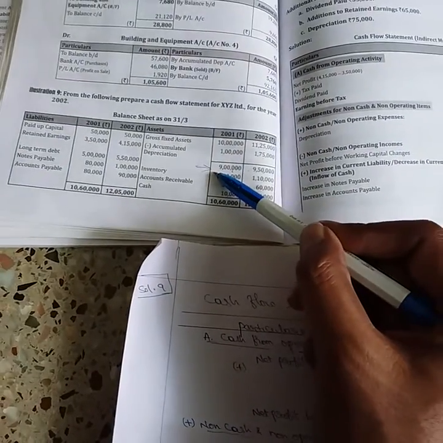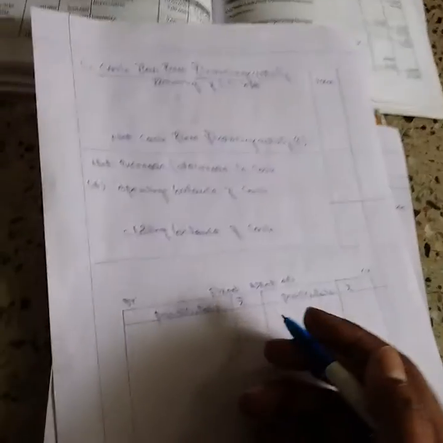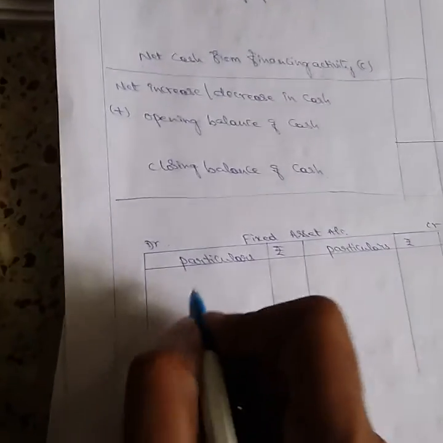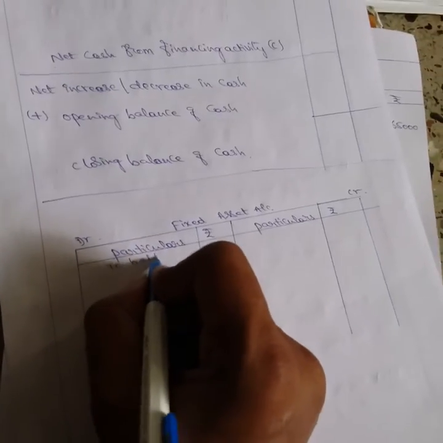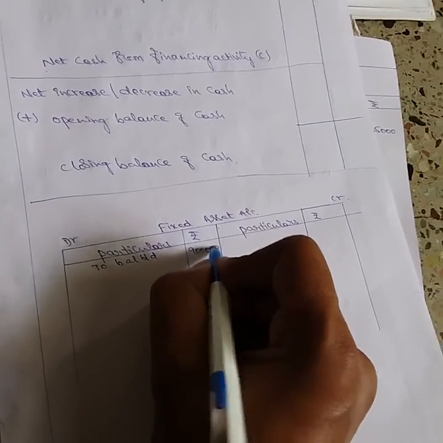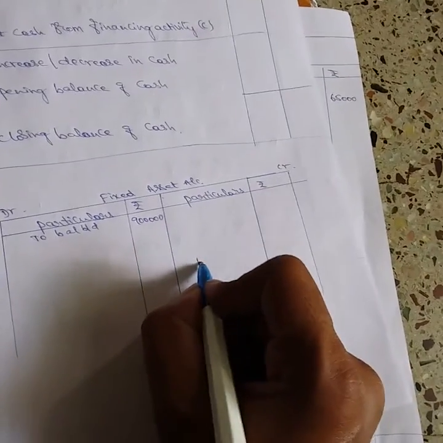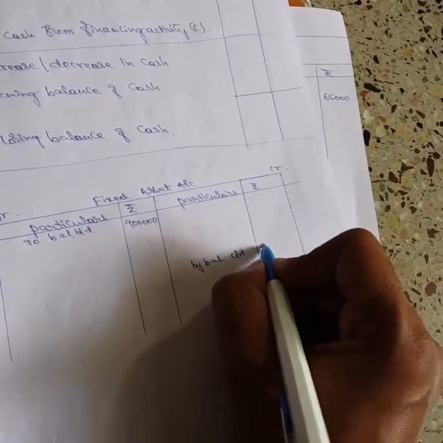Take net fixed asset. Opening balance 9 lakh, closing balance 9,50,000. Fixed asset. Asset will have debit balance, opening balance brought down on debit side. Balance brought down, opening balance 9 lakh, closing balance 9,50,000 by balance carried down, it is 9,50,000.